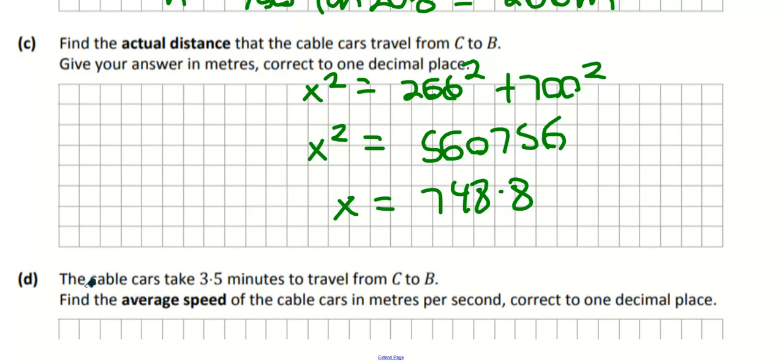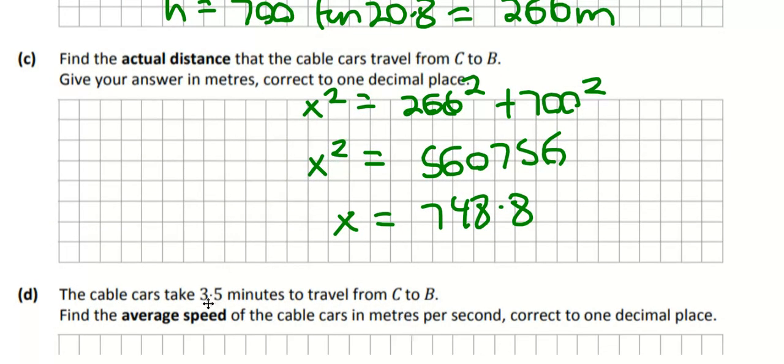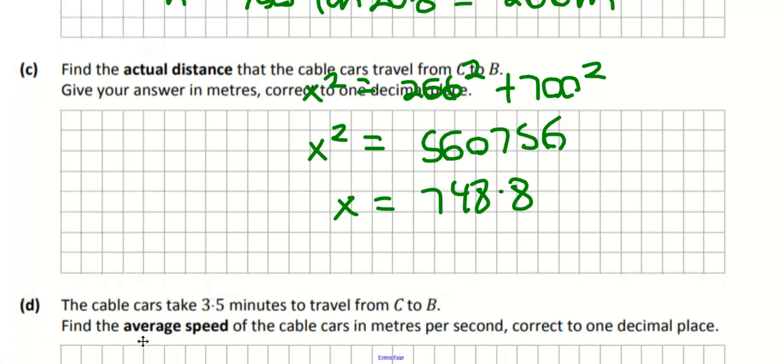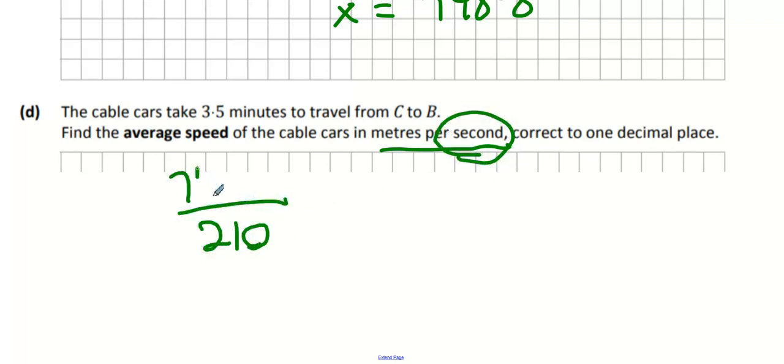Lastly, your car goes 748.8. Look, your car goes from here to here. So it does 748.8 meters. And how long does that take in seconds? Not minutes, seconds, lads. Seconds. 210. Distance over time. 748.8 divided by 210, and what do you get? 3.6 meters per second.